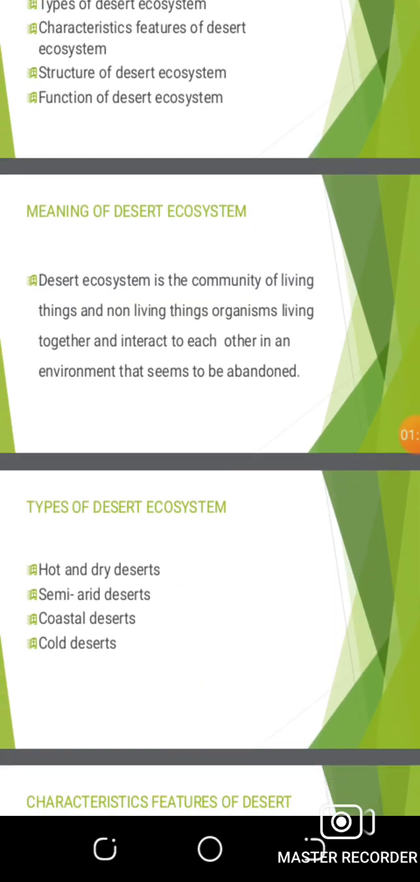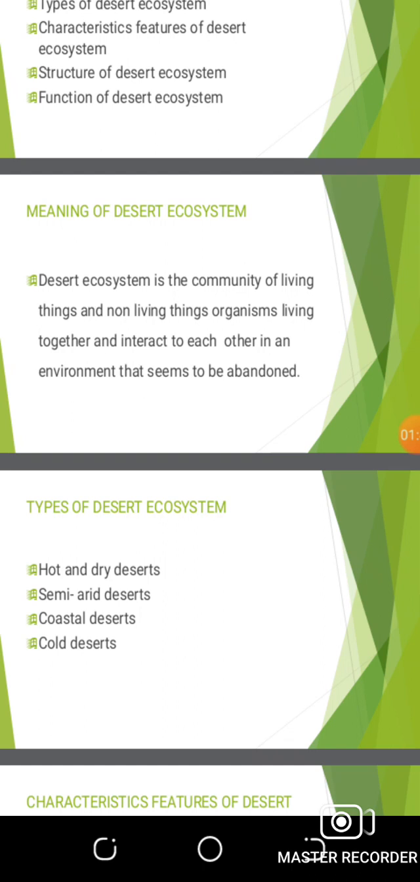Let's go to the types of desert ecosystem. There are four types of desert ecosystem. The first one is the hot and dry desert ecosystem. This desert is also called arid. The temperature of this desert is warm and dry throughout the year, like the Sahara Desert. Then we have the semi-arid desert.